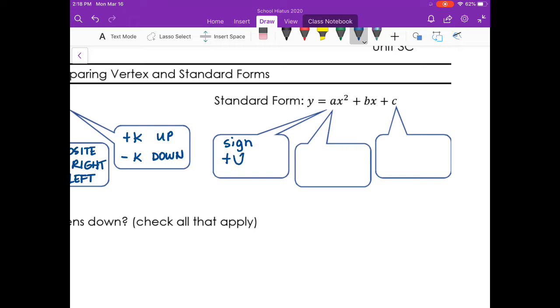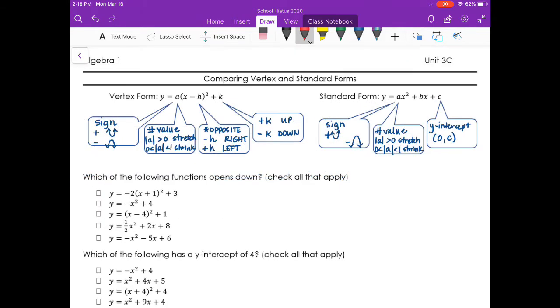We're going to compare this now to standard form and see what we can tell by looking at the equation in standard form. The leading coefficient A tells us the same things. The sign tells us whether the graph opens up or down, and the number value tells us whether there's a stretch or a shrink. At a glance, we can't identify horizontal or vertical shifts by looking at the standard form of a quadratic equation, but we can identify the y-intercept, and the y-intercept is the point (0, c).